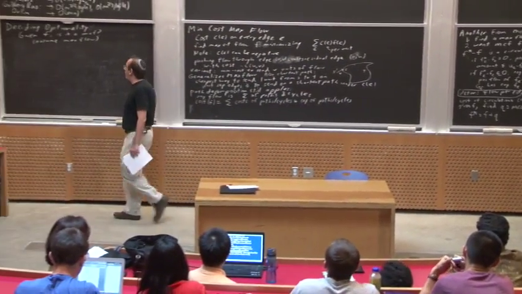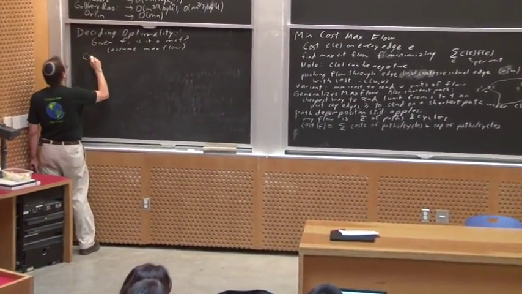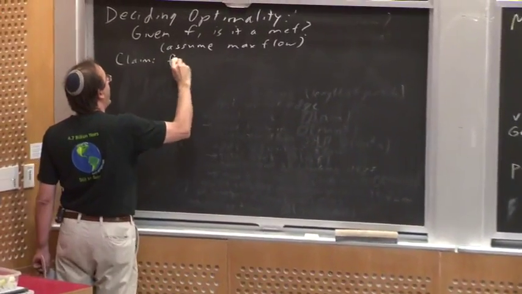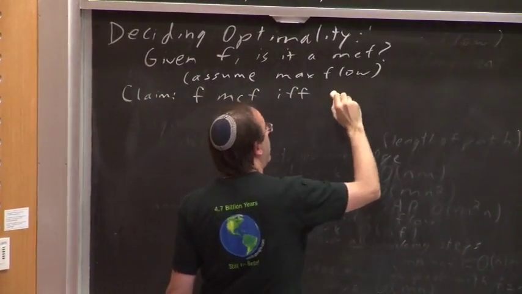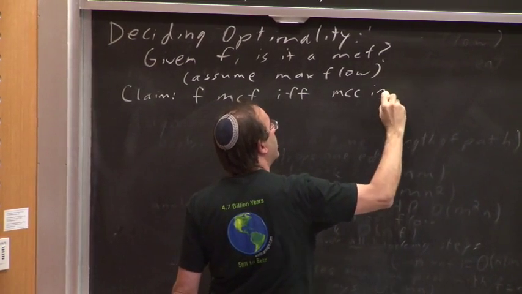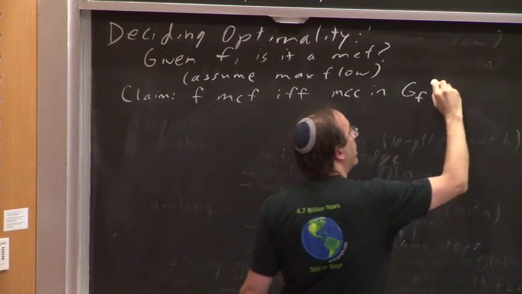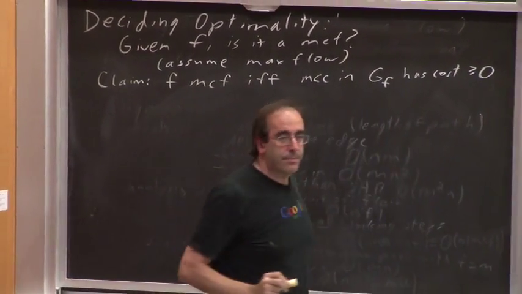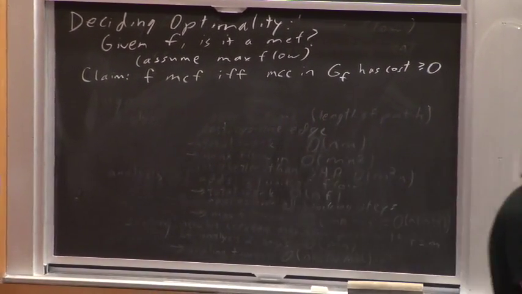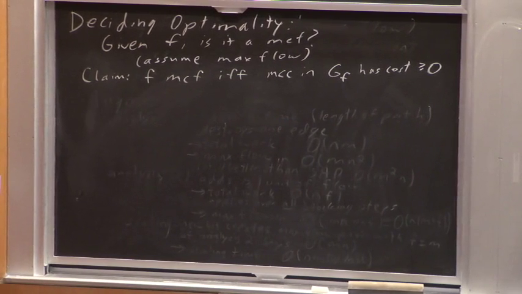Great. So the first claim is that F is a min-cost flow if and only if the min-cost circulation in G sub F has cost greater than or equal to 0. Can anybody give the proof of that?